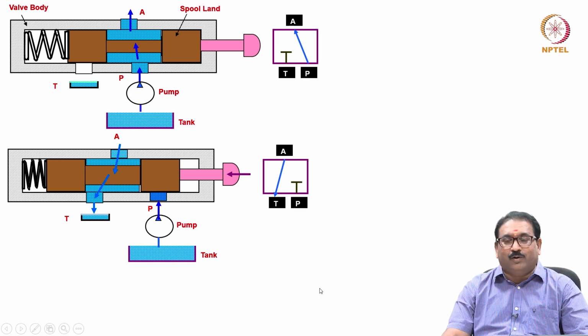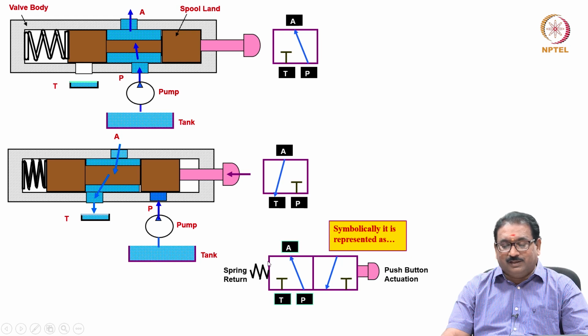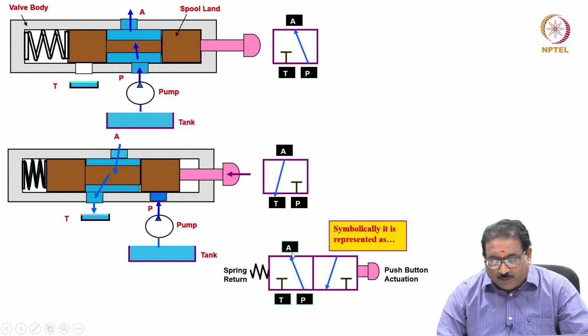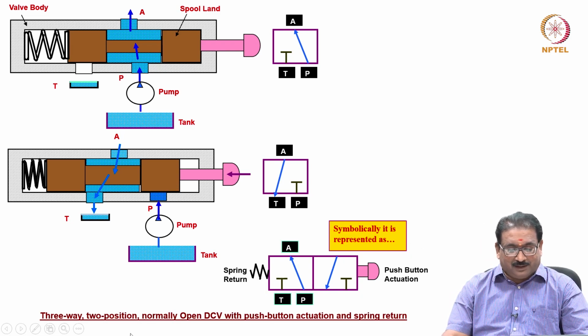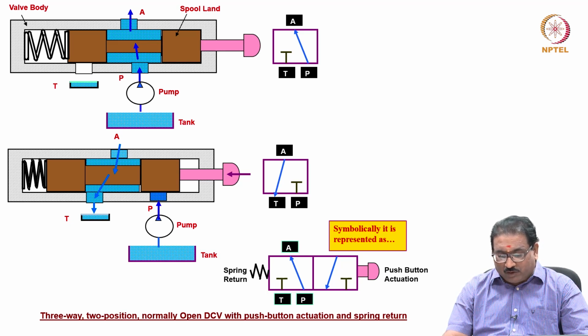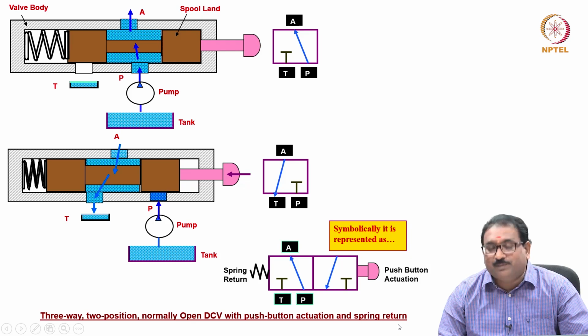How to read this 3 by 2 valve? One to another, see here, very, very important. Null position, what is it? Normally open. Normally closed means you have to do this. Null position it is. Actuated position, what happened? A is connecting to tank. Don't write any symbols here. And P is blocked. Push button actuation. How to read? 3-way, 2 position, normally open DCV with push button actuation and spring return.